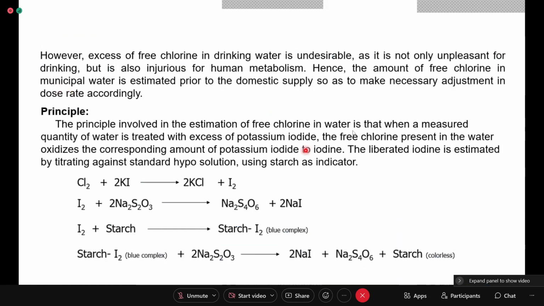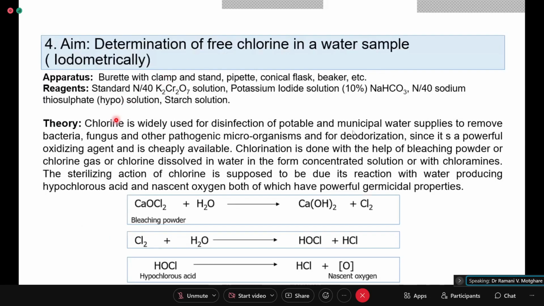However, the excess of free chlorine. Now, what is happening? The chlorine is added. Now, you can add bleaching powder. You may add chlorine gas directly, but adding chlorine gas is expensive because getting chlorine gas is expensive. So that makes the sterilization process expensive.